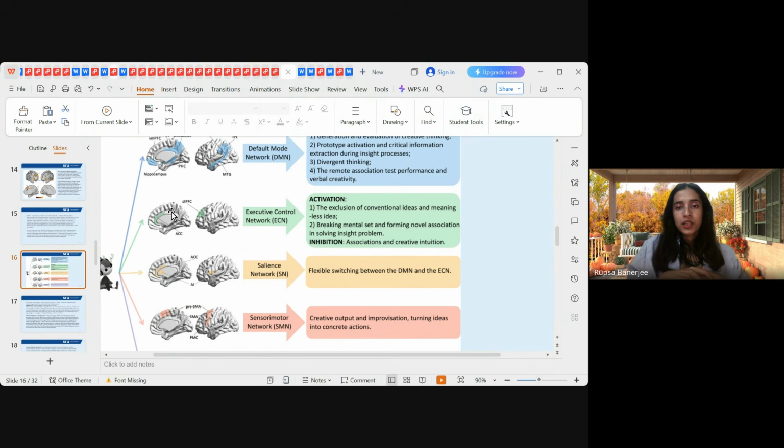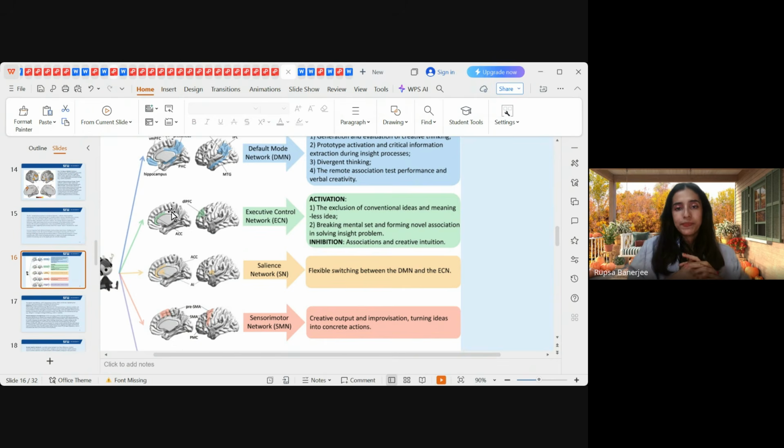Okay, so like I said, it helps you make certain novel associations. That is slightly common to DMN network functions, but technically what it does is it helps you follow patterns. It helps you perform goal directed tasks. All right, so that is your executive control network function.